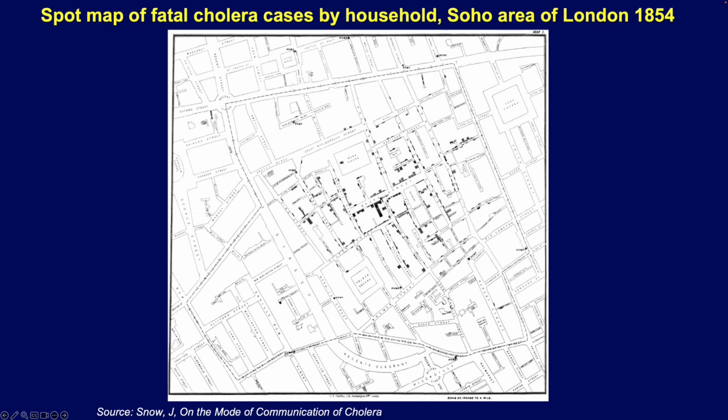In fact, a better scenario could not have existed for Snow to test this hypothesis, because in many cases, two adjacent households would receive water from different water supply companies, and he immediately grasped the strengths of this natural experiment that these circumstances provided.